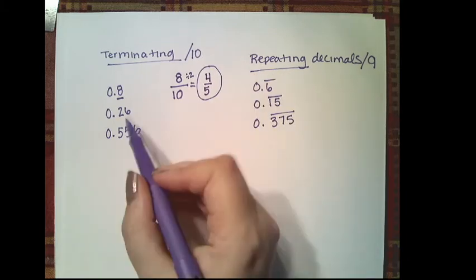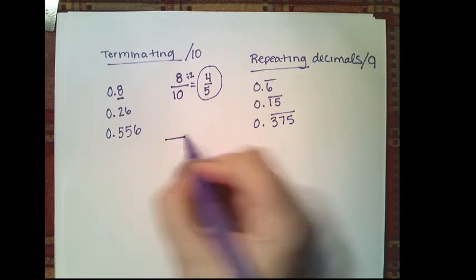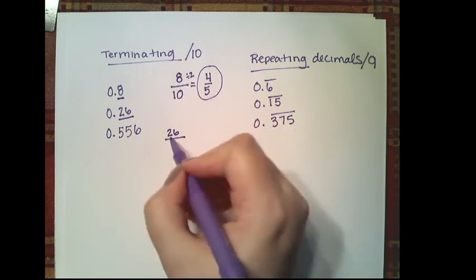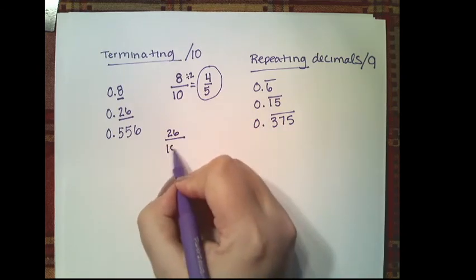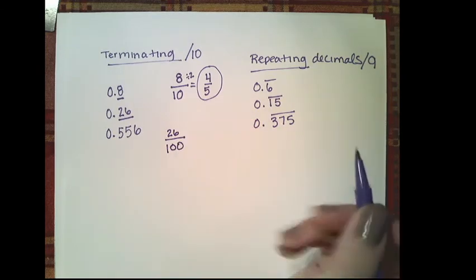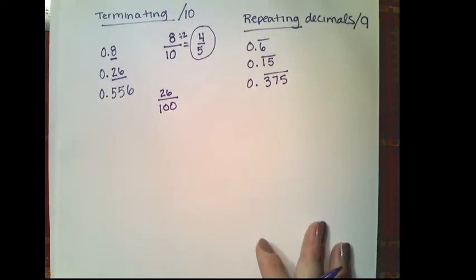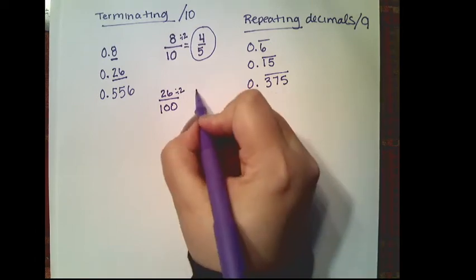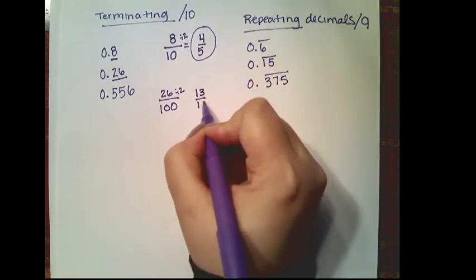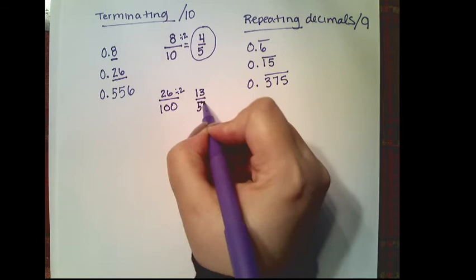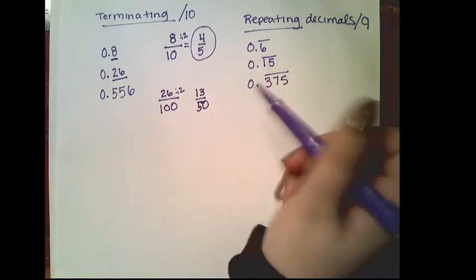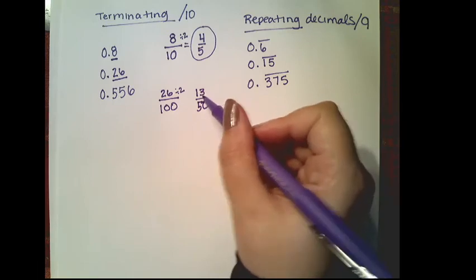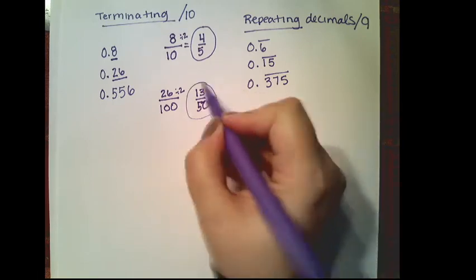If we look at 0.26, we have the number 26. It's two numbers, so that means we need 2 zeros. 26 and 100 are both divisible by 2. So we have 13/50. When they're large numbers like that, I always like to double check, can we divide it even more? 13 is a prime, so that's as far as we can simplify it.